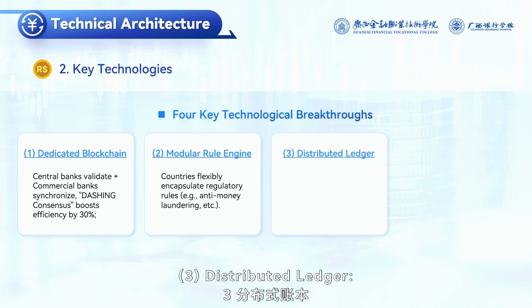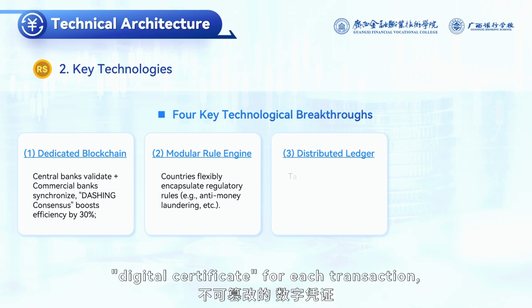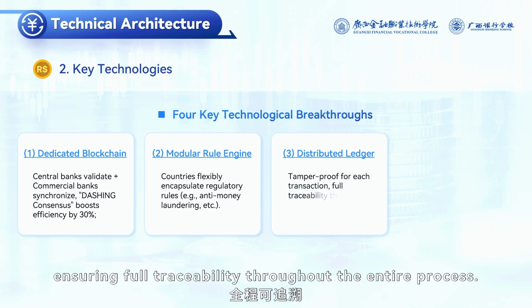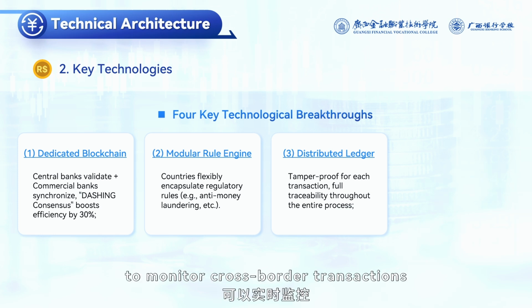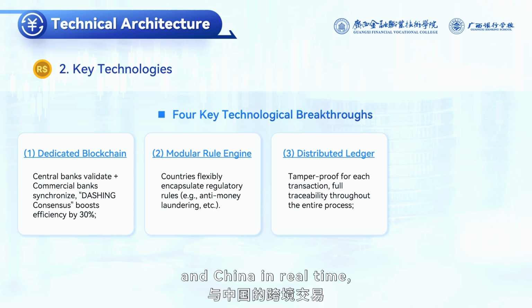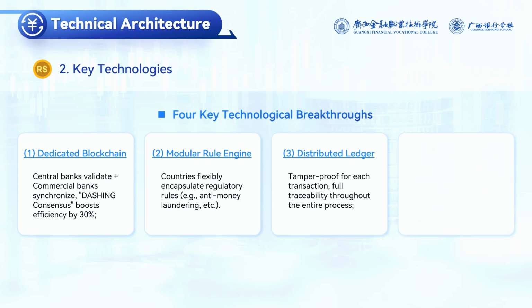3. Distributed ledger. It generates a unique, tamper-proof digital certificate for each transaction, ensuring full traceability throughout the entire process. This enables the Bank of Thailand to monitor cross-border transactions between its domestic enterprises and China in real time, effectively preventing illegal capital flows.